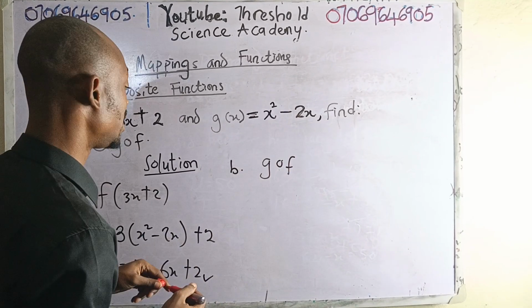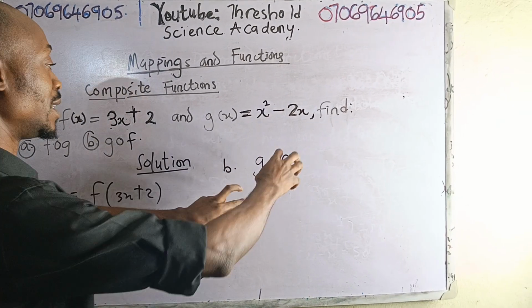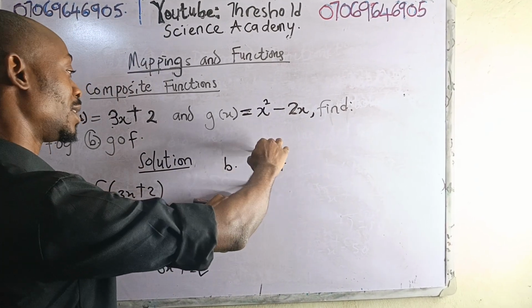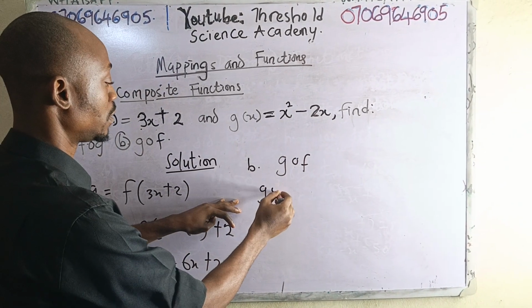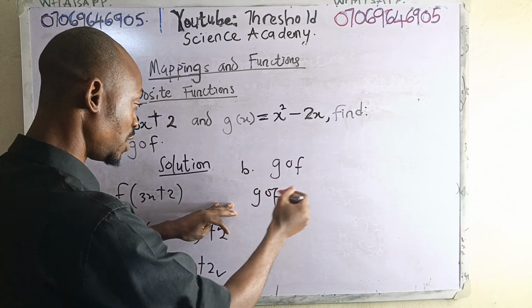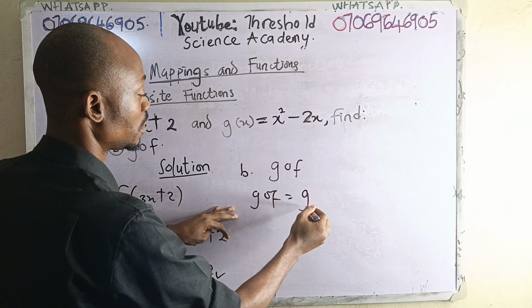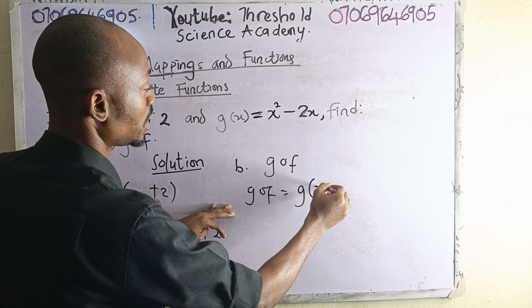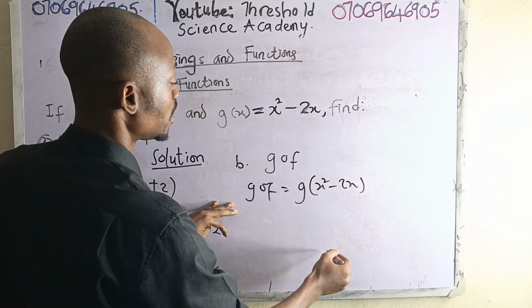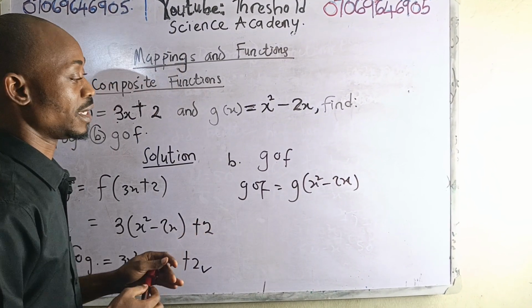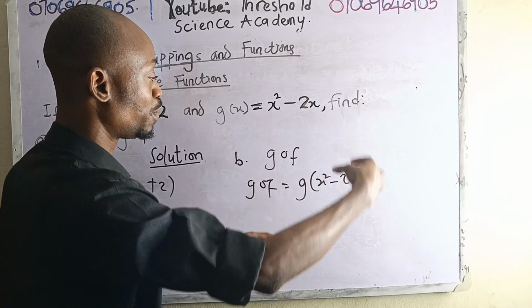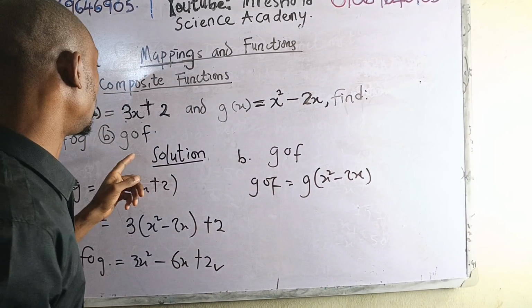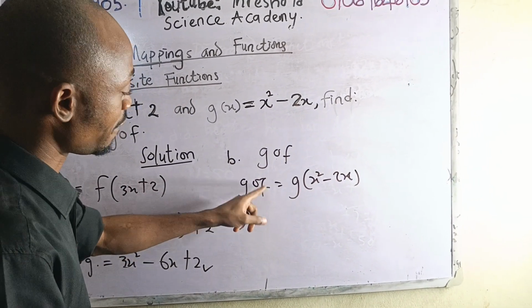G of f is the same procedure. We just take the entire f function and plug it inside of g function. So I first of all write g. What's my g? G is x squared minus 2x. So whenever I see x inside of the g function, all of these x positions, I'm going to be putting the entire f inside of it.